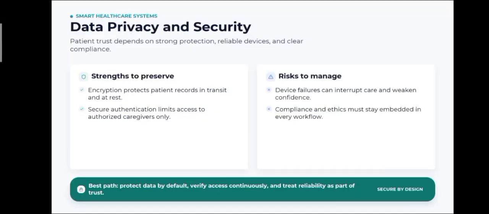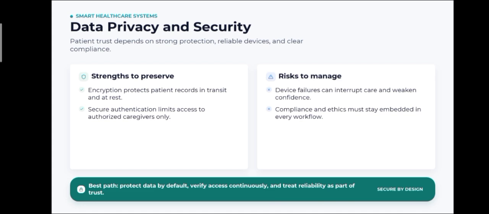So, data privacy and security. Since smart healthcare systems collect sensitive patient information, privacy and security are very important. Patient records must be protected when they are stored and when they are transferred. Encryption can help protect information from unauthorized access. Secure authentication is also important so that only authorized healthcare professionals can access patient information.